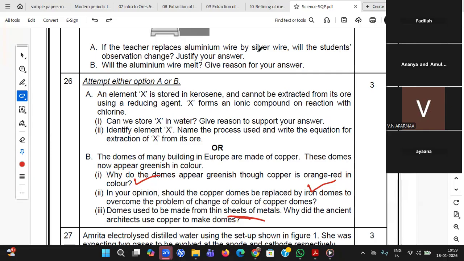Yeah, Tanish? Sir, it is also because copper is comparatively less reactive, so it takes a longer time to corrode. That you already gave as the answer, right? In the second question, copper comes, iron domes. No, copper will not be replaced by iron because iron will corrode faster. I'm talking about the third question. Domes are used to make a thin sheet.